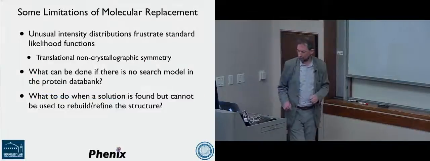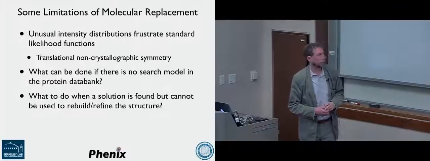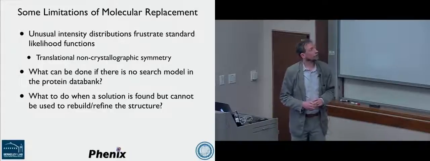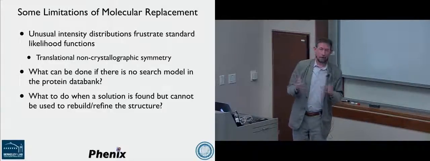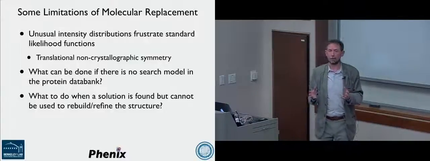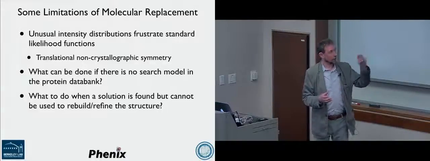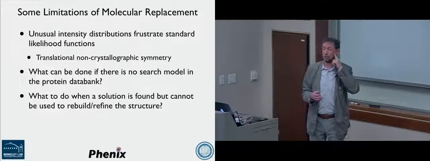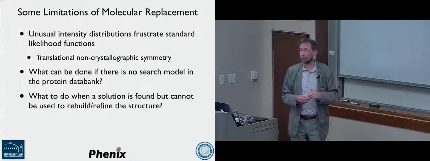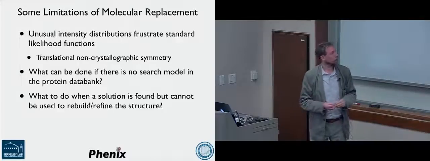Okay, so for the rest of the talk I want to talk about a handful of things, hopefully it won't take too long, and that's really around limitations of molecular replacement. The first one is, I mentioned likelihood. Likelihood makes assumptions, or is built upon certain assumptions, in terms of the distribution of intensities in our diffraction data. And there are cases where those intensities are unusual. I'll highlight one of those. Traditionally those have been problematic, and I'll talk about what's been done to try and solve that. So that's one issue.